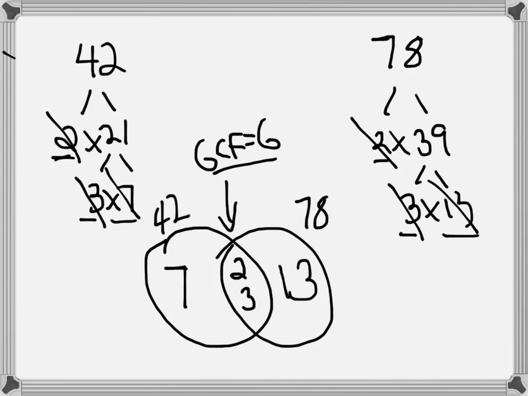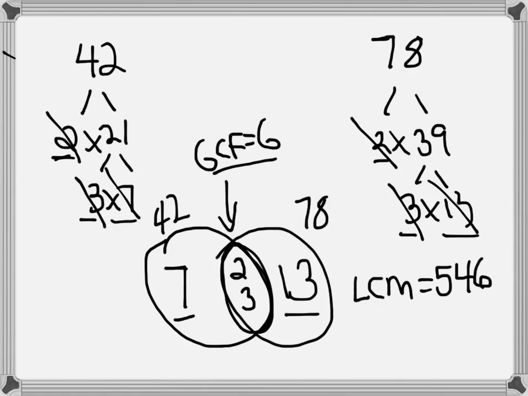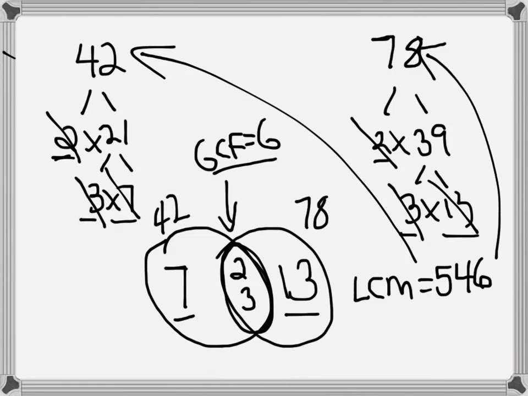So these are the prime numbers that they have in common, and these are the prime numbers that they don't have in common. If we multiply all 4 of these numbers together, we will get the LCM. If we multiply 7 times 2 times 3 times 13, we come up with 546. That means 546 is in the 42 times table and in the 78 times table. 546 divided by 42 is equal to 13. 546 divided by 78 is equal to 7. So this is our LCM.